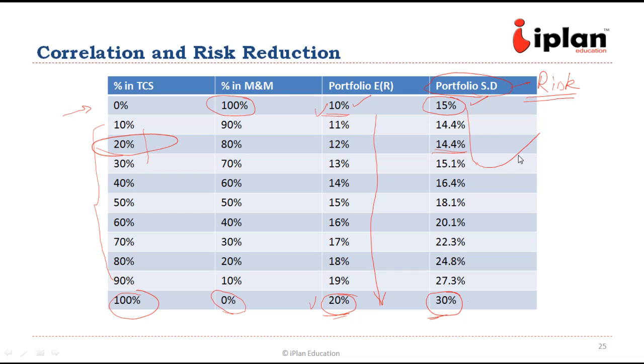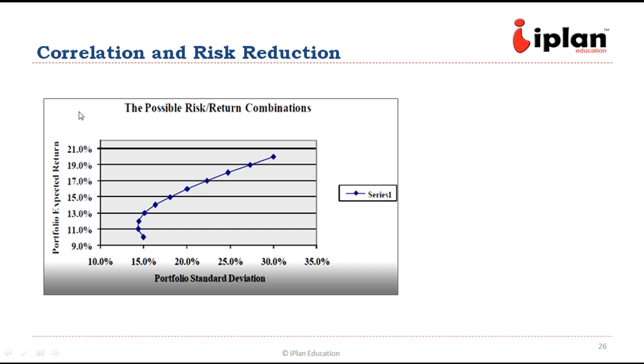If we try to represent this with the help of a graph, we will find this. On the y-axis, we have the expected return of the portfolio. On the x-axis, we have standard deviation. We can notice that minimum standard deviation is achieved at this particular return. And for this return, we need to have a specific weight of these two assets. So this combination of these two assets is also called the minimum variance portfolio.